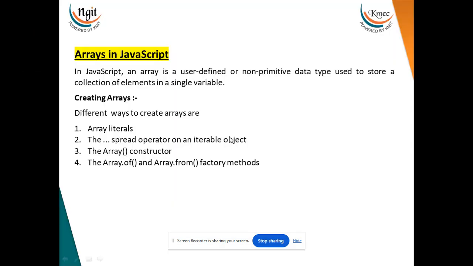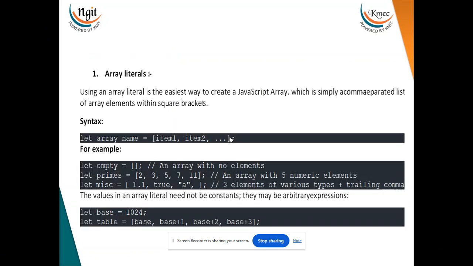JavaScript, arrays in JavaScript. See, an array is a user-defined or non-primitive data type used to store a collection of elements in a single variable. We are going to create arrays in four different ways. That is using array literals, using spread operator, and using array constructor and Array.of and Array.from factory methods.